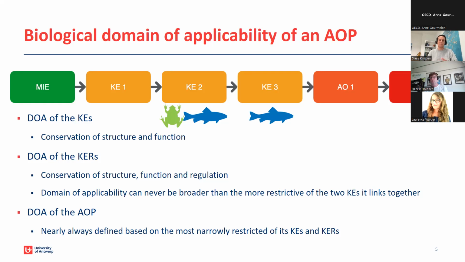So for example, you can see in this conceptual example that key event 2 is a key event that would apply to fish and amphibians, for example, and key event 3 would only apply to fish. That would mean that the key event relationship connecting these two key events, so the arrow between key events 2 and 3, would only apply to fish and not to amphibians, for example.